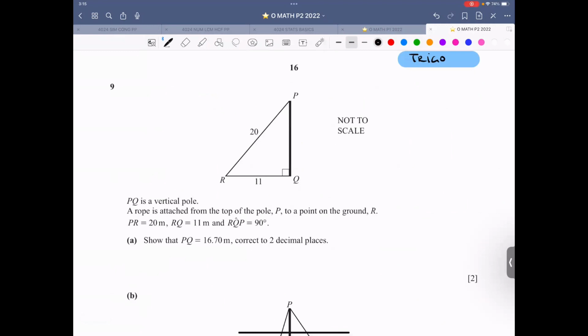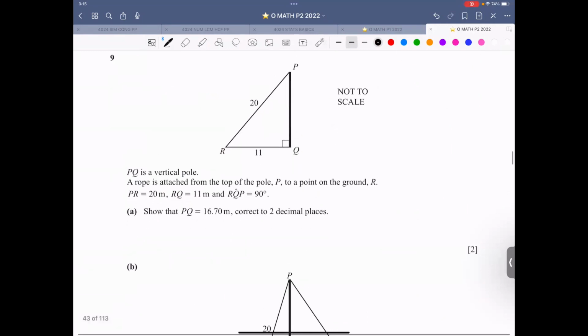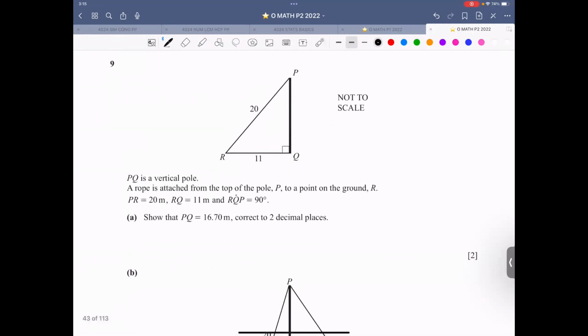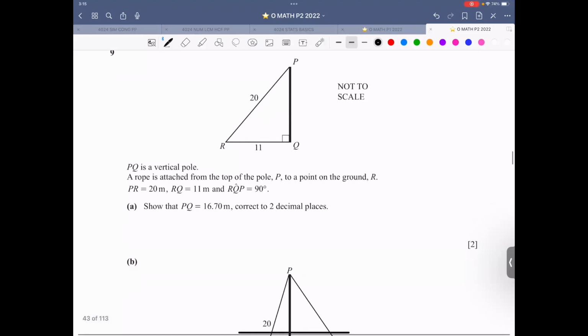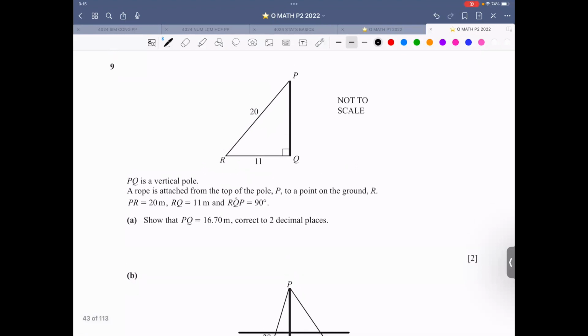Question number 9, trigonometry. It says PQ is a vertical pole. That's PQ. And it's already dark, so no need of shading it. That's PQ. And then the dimension is 20. This is 11. It's in meters. Angle is 90 degree. Pythagoras is applicable. Show that PQ is this thing.